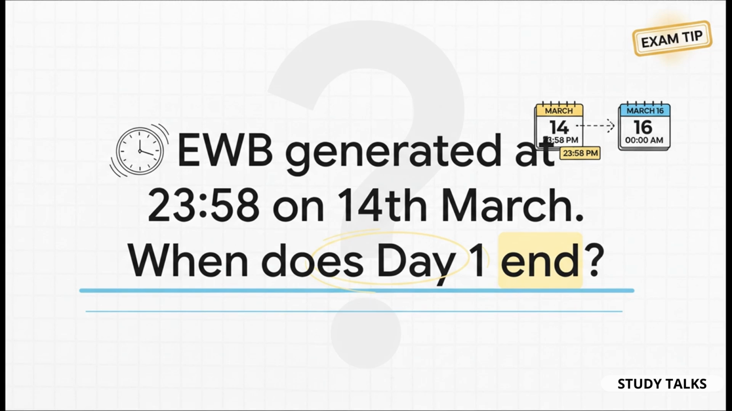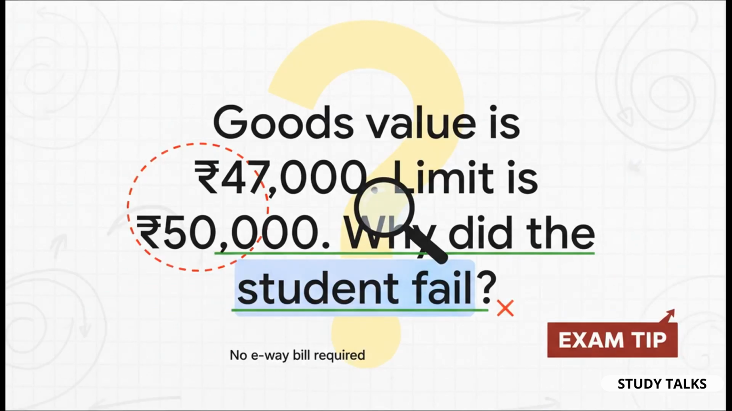When does that first day of validity end? The answer is at midnight between March 15th and 16th. So by generating it in those last 2 minutes, you effectively got a whole extra day of validity for free. See how that works?